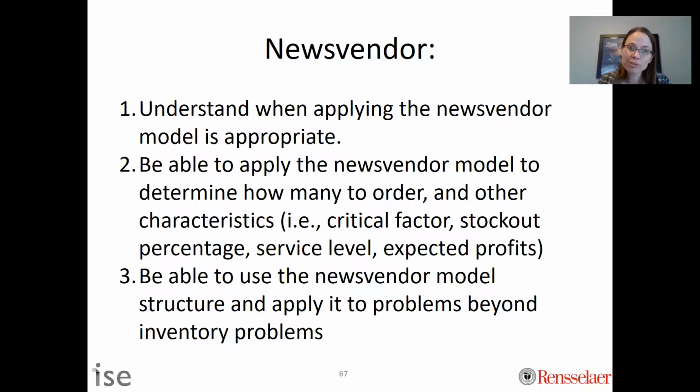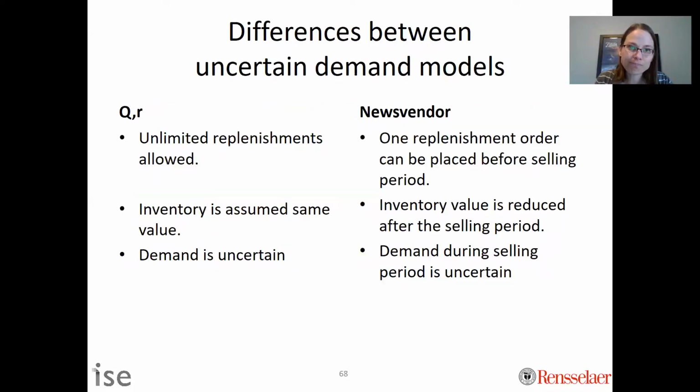And so what should you be able to do? You should understand when it is appropriate to apply the news vendor model, be able to apply it, and calculate characteristics, things like critical factor, stock out, service level, expected profits. And you should be able to apply it beyond problems of inventory. So remember, the structure of the news vendor problem, what I just went through, is applicable in things for inventory, but beyond. And so that will be tested also on the final exam.